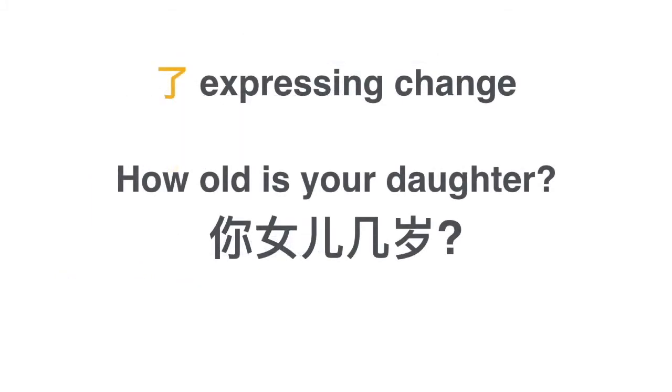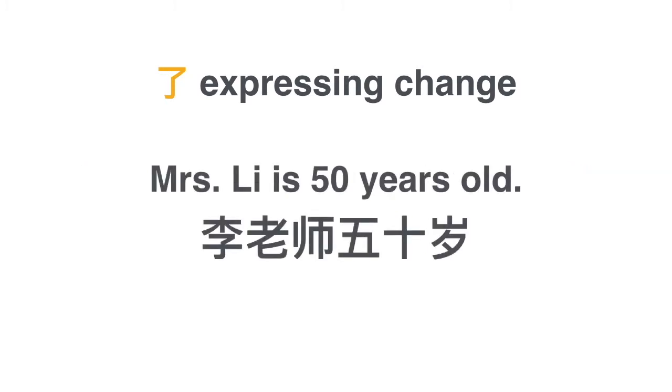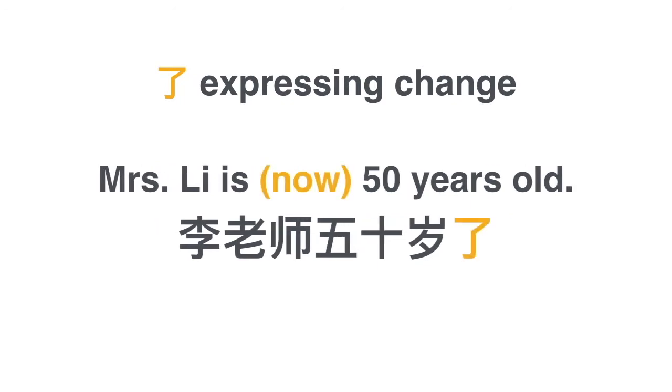For example, 了 expressing a change. How old is your daughter? 你女儿几岁 becomes 你女儿几岁了? How old is your daughter now? How old has your daughter become? Mrs. Li is 50 years old. 李老师50岁 becomes 李老师50岁了. Mrs. Li is now 50 years old.